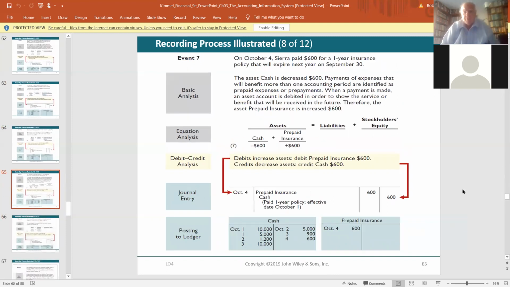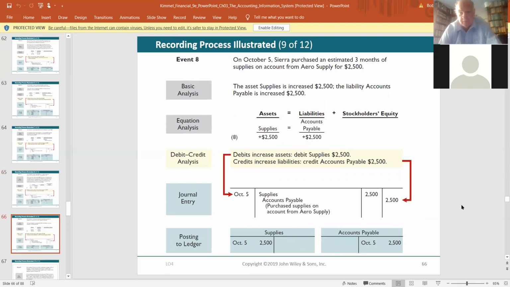Sierra paid $600 for a one-year insurance policy that expires next September. So at this point, this is a prepaid item. We're going to debit prepaid insurance, credit cash. And again, we hit the posting button, we debit prepaid insurance, we credit the cash. Here we go. They bought $2,500 worth of supplies, 3-month supplies. These are prepaid supplies. We debit supplies, we credit payables.